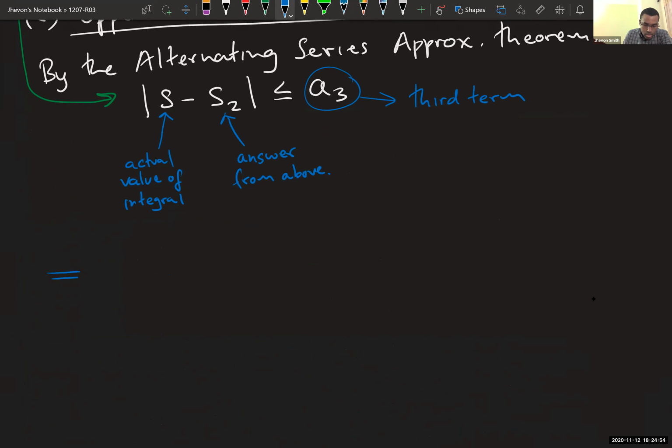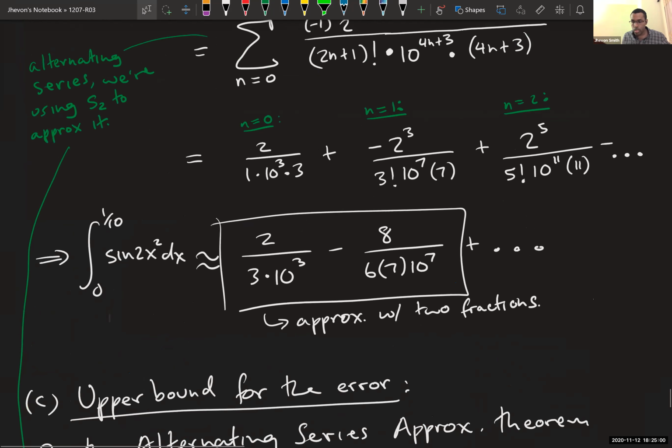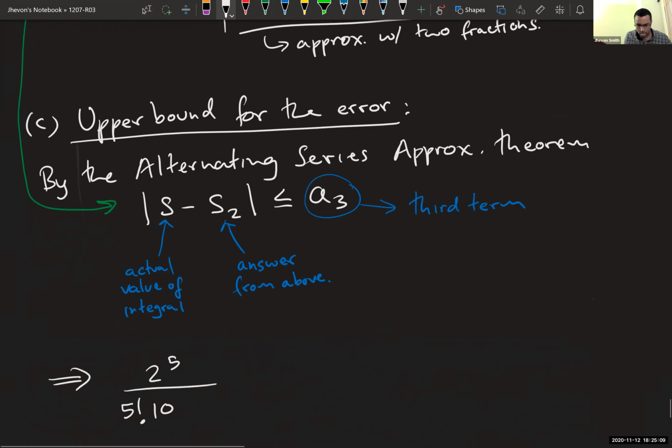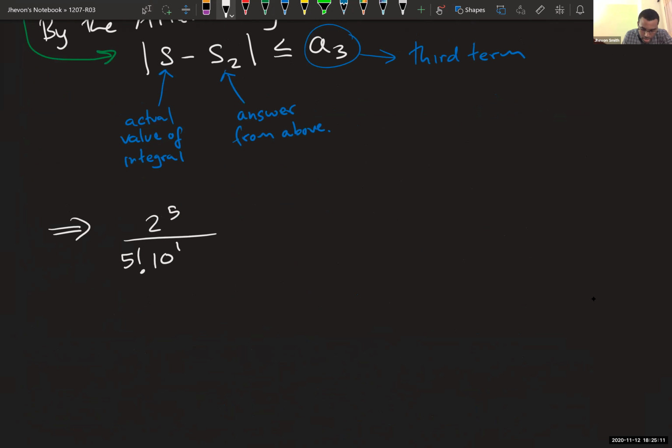So this means the very next term, 2 to the 5th, over 5 factorial times 10 to the, was it 11? Times 10 to the 11 times 11 is an upper bound on the error.